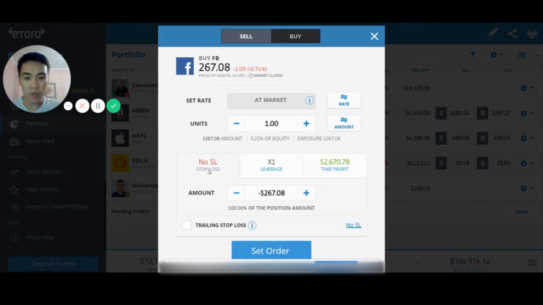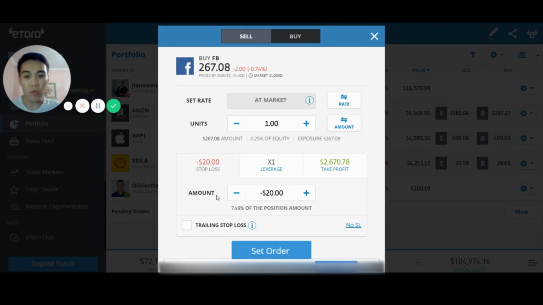We click stop loss and here's an amount. So we don't want to lose 100% of the position amount. Let's put $20. So when we lose $20 from this stock price, the stop loss order will be placed automatically and it will be set at a price like $247.08 or a little lower if the price goes down.